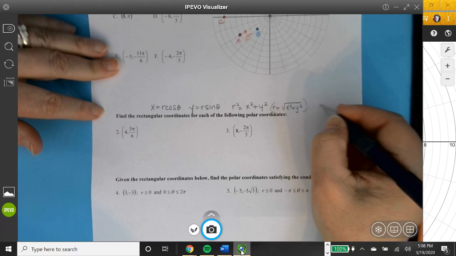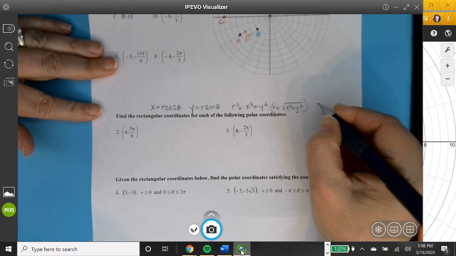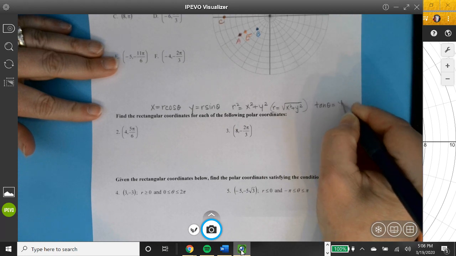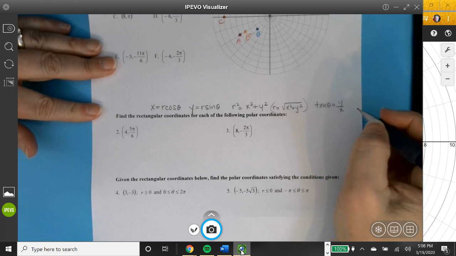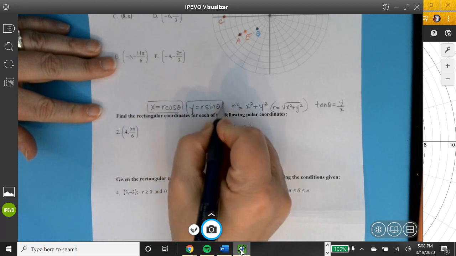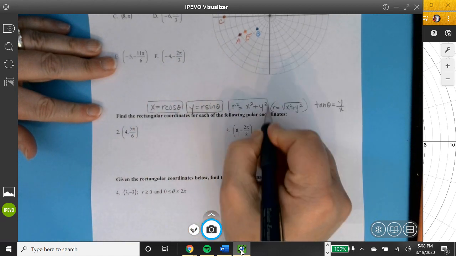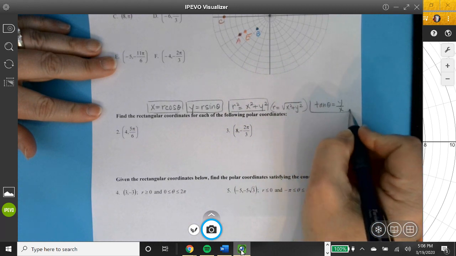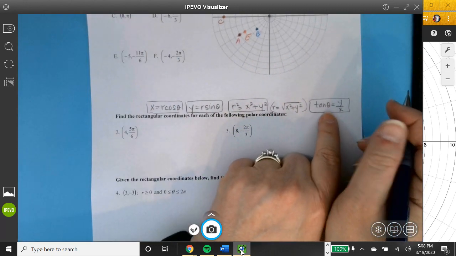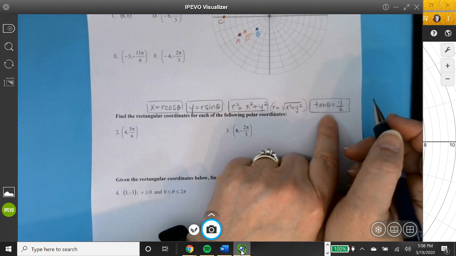And then what about theta? How do we find theta? Well, tangent of theta is equal to y over x. Remember our pillars of polars? This would be the first pillar, the second pillar, the third pillar, and the fourth pillar. And you've got to watch out for what quadrant you're in here. So that's kind of a big deal. So we'll do some examples here in just a minute.